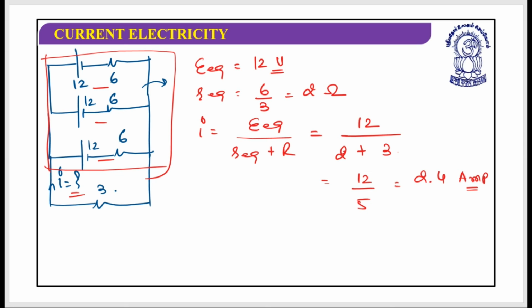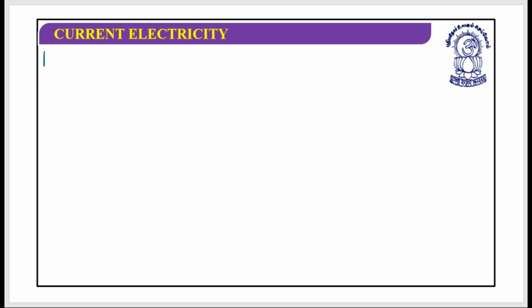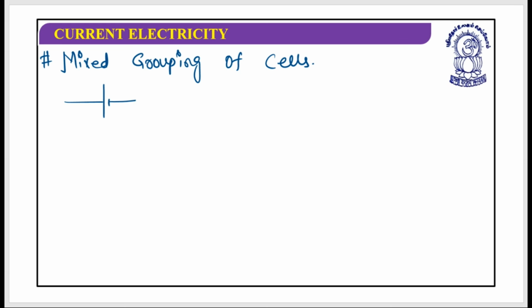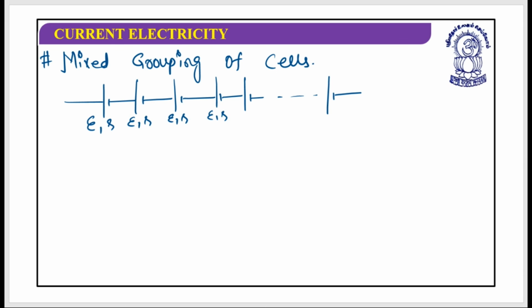Okay. Do you want to learn the theory of this topic? Let's have a look. This is what we call the mixed grouping of cells. Let's suppose one cell, another, third, fourth, fifth, and such as n cells are connected. This is E comma R, E comma R, E comma R, E comma R, and so on in one row.